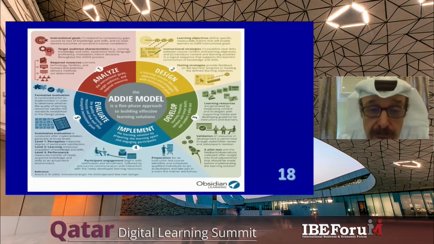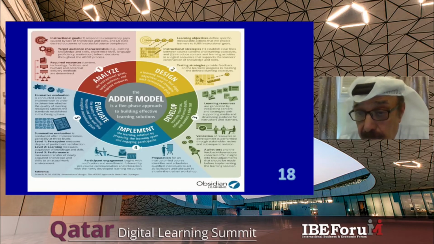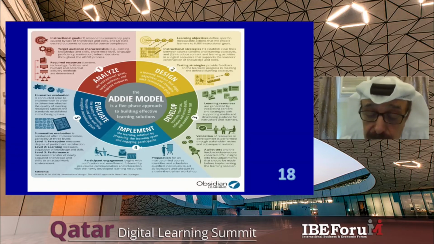This is another model called the ADDIE model, which is: analyze learning needs or learner needs or whatever. Design whatever needs to be designed. Develop, maybe you develop something new or stuff like this. Implement, then you have to try it out. Then do the evaluation. All these five components make up this model.